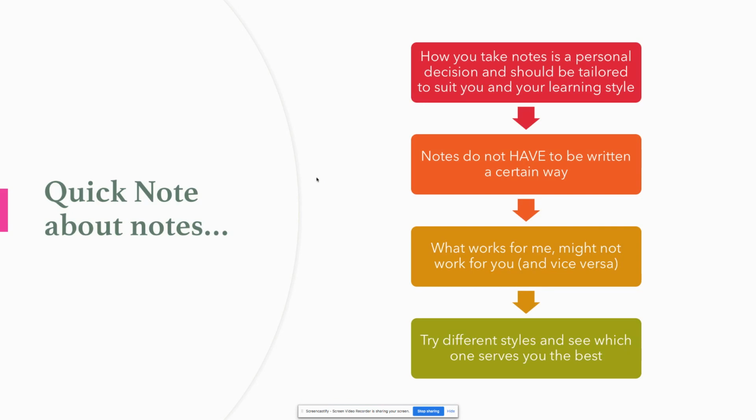So before we talk about that, I just want to note that every person learns differently, and what works for me might not work for you, and that's totally fine. So what I want to encourage you to do is try the different strategies. If you find one doesn't work for you, switch it up. And also Google. If you don't know how to take notes, Google the different note strategies and see if there's one that really stands out to you that might be best suited to how you learn.